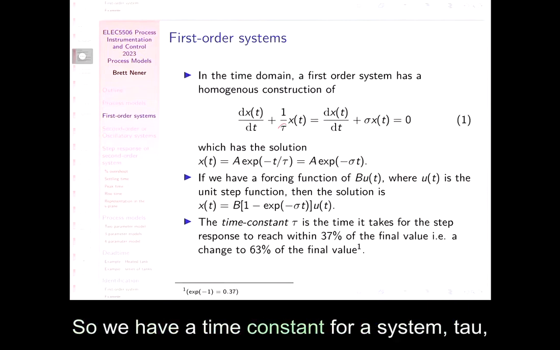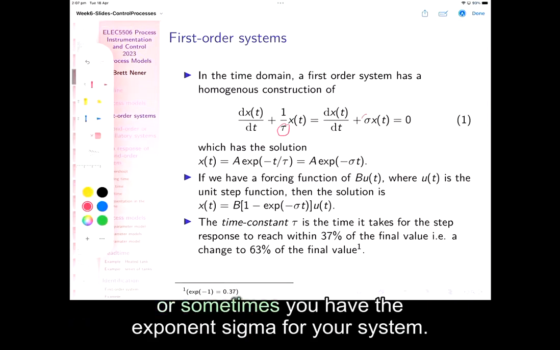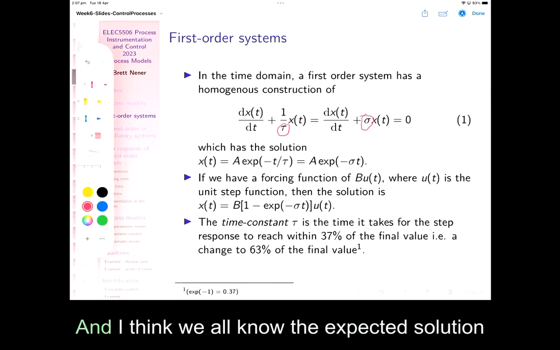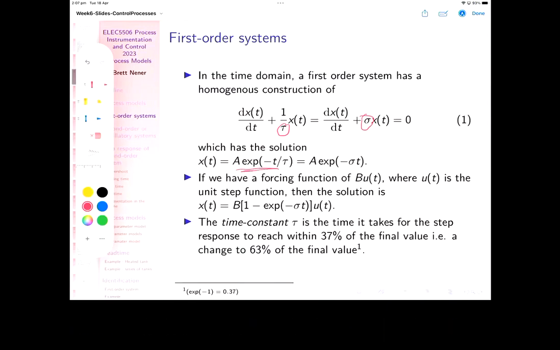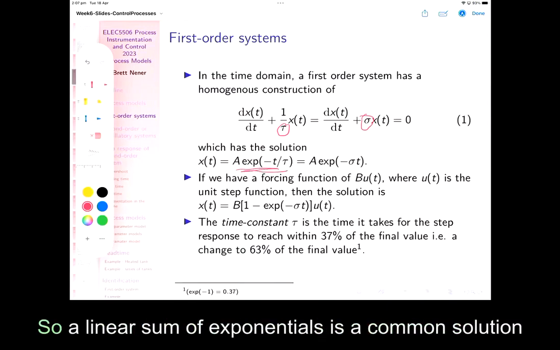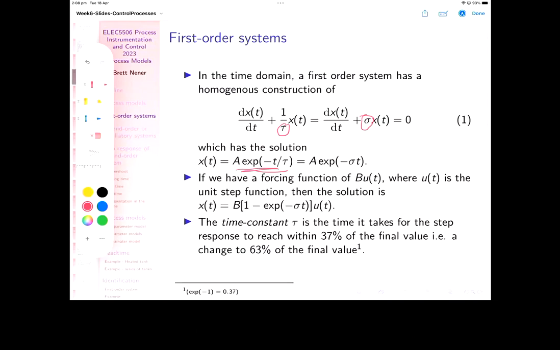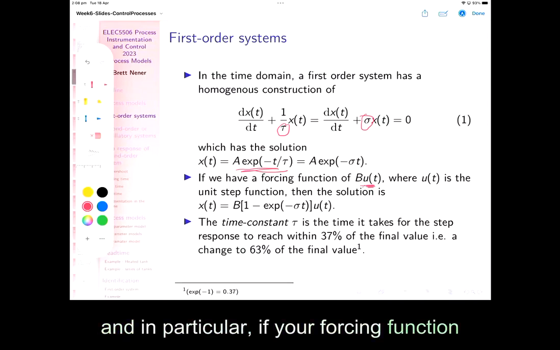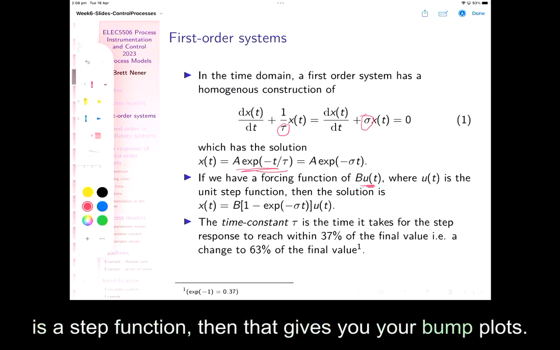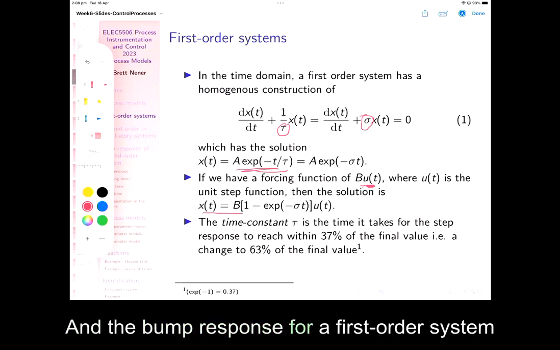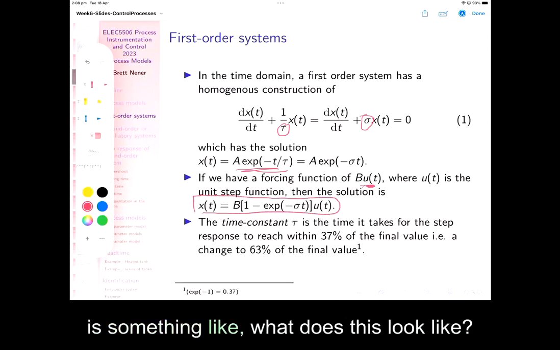So we have a time constant for a system, tau, or sometimes you have the exponent sigma for your system. And I think we all know the expected solution for these is basically exponential. So a linear sum of exponentials is a common solution to the first-order differential equation. If you have a forcing function, and in particular, if your forcing function is a step function, then that gives you your step response.